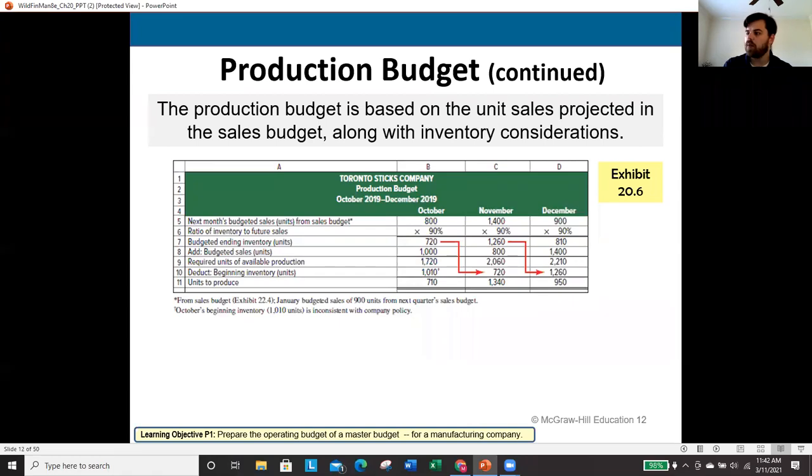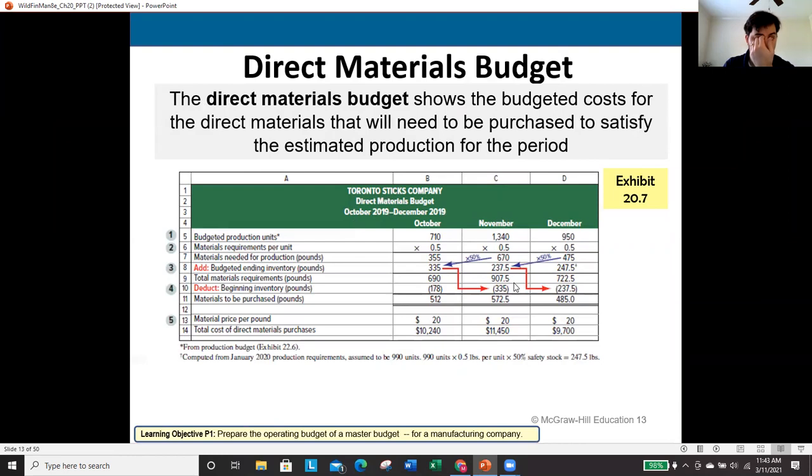So these 3 bottom numbers, so if we go ahead and grab our box one more time, these 3 bottom numbers that we have are what we are looking for. So the 710, the 1340, and the 950 will then roll through to the top line of my direct materials budget, because I now know how many units I actually need to produce in that period. Now, in this case, it looks like we were told that each unit will require 0.5 direct materials, right? I don't necessarily know what that is in this case, but that's fine. I'm told that I need 1/2 of whatever, and so that's what I'll go with.